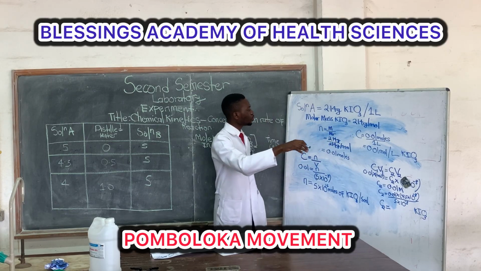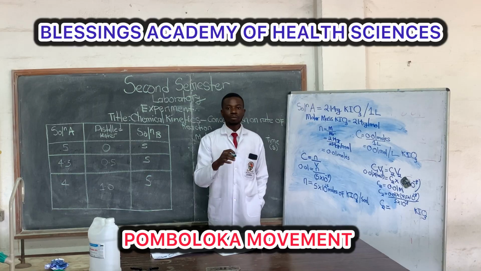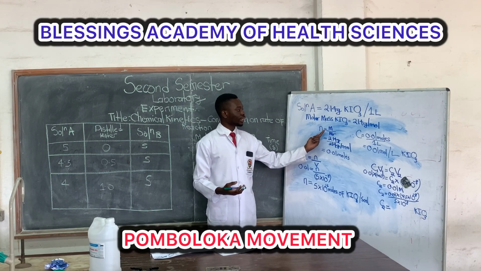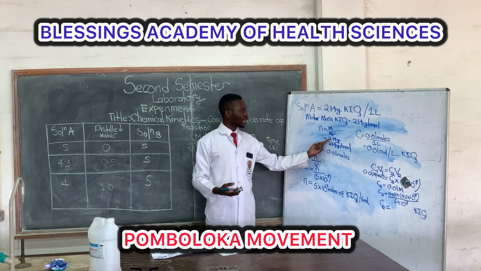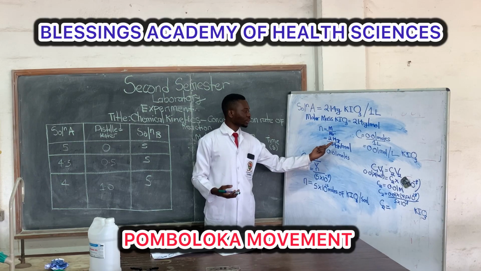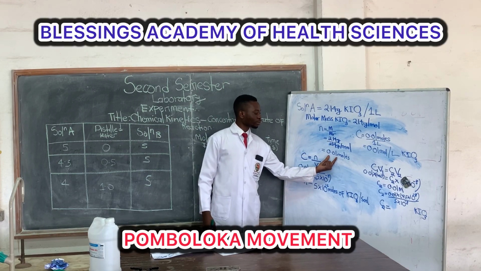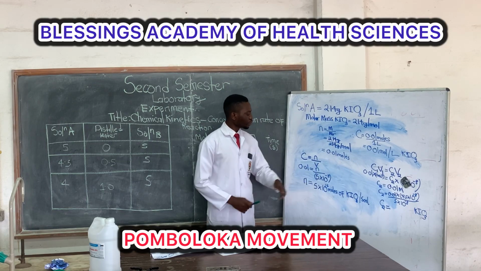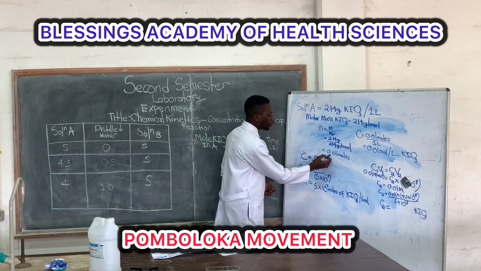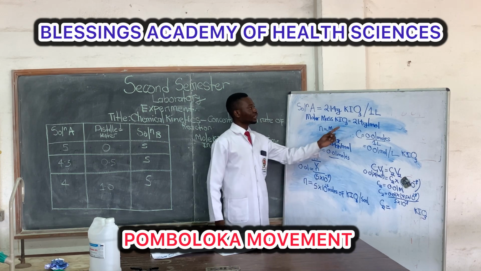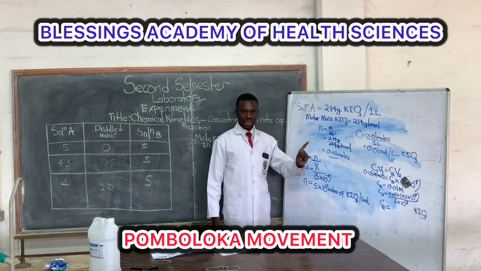The first thing we're going to do is find the moles of this potassium iodide. So this becomes number of moles. How do we find that? This is mass over the molar mass. A mass of 2.14 grams divided by 214 grams per mole. And then you're going to get the moles as 0.01 moles. So this 0.01 moles is the moles of the potassium iodide that you're going to find.